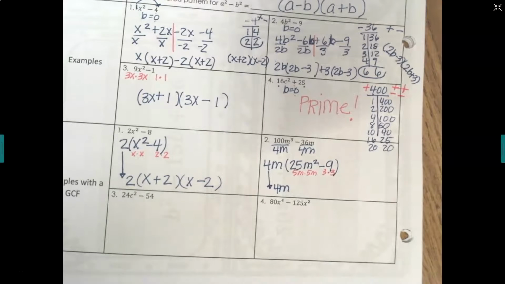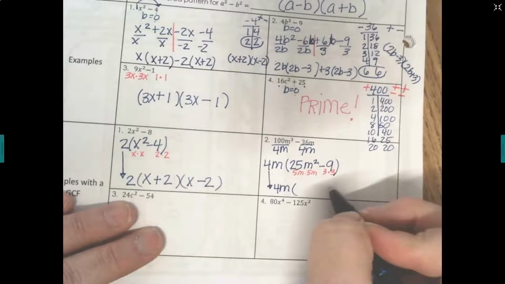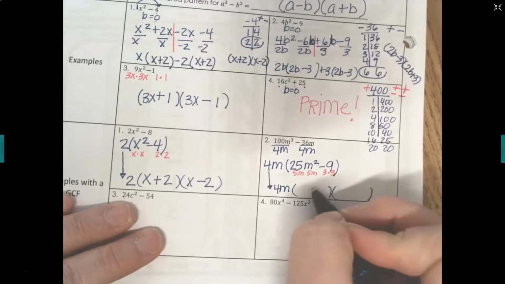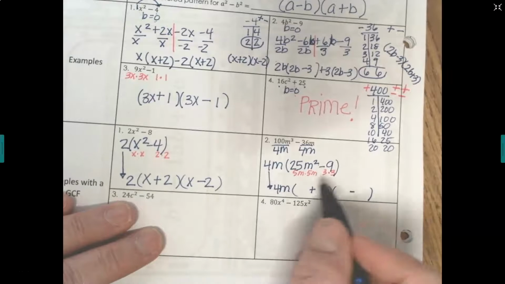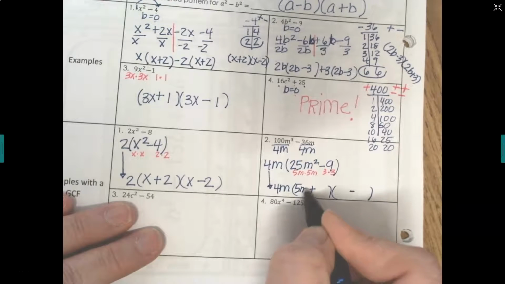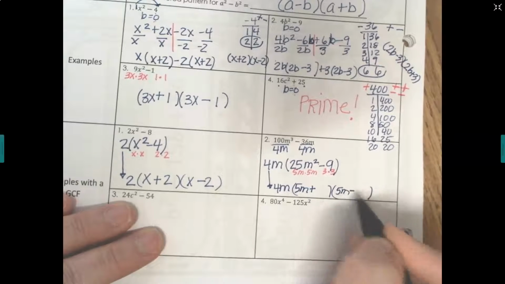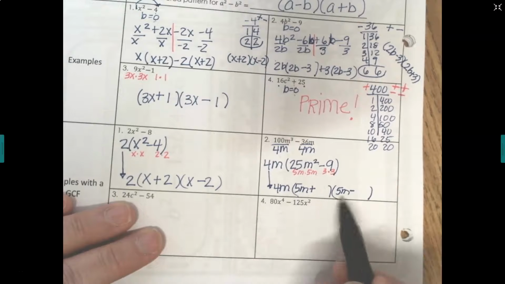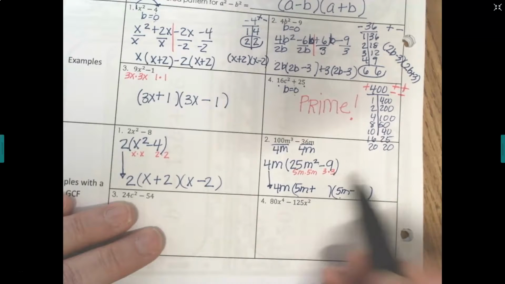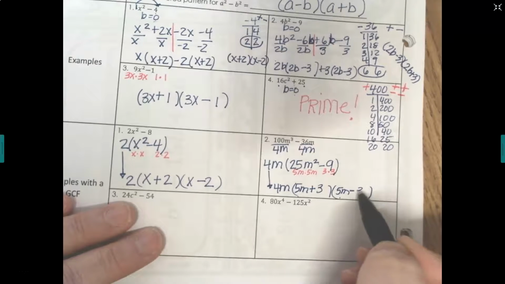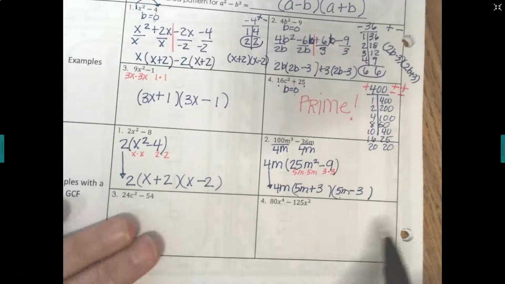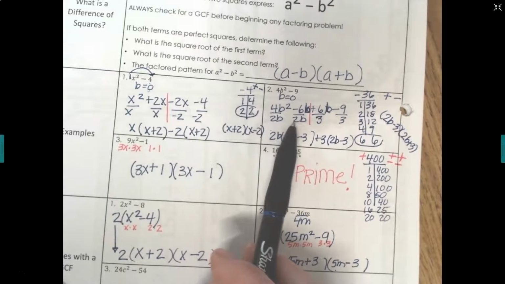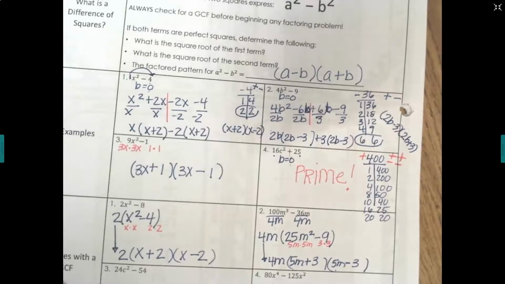Okay, following our pattern, we know one of these will be positive and one will be negative. It doesn't matter which one's which. We have two 5m's. Put one in each parenthesis. And notice it's what comes first, so I always put it first in these parentheses. And the other number we have two of is 3. And that will be our final factored form. We can do this, or we can do what we've been doing. They will give you the same answer. It doesn't matter which form you do.